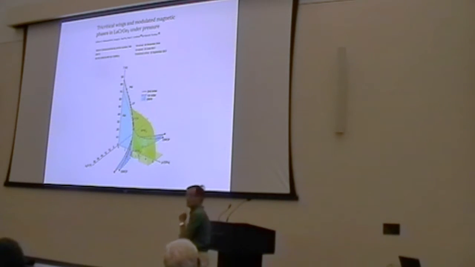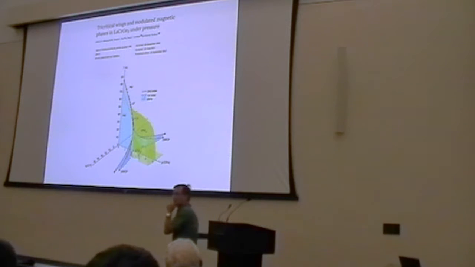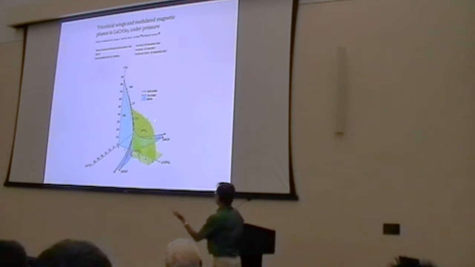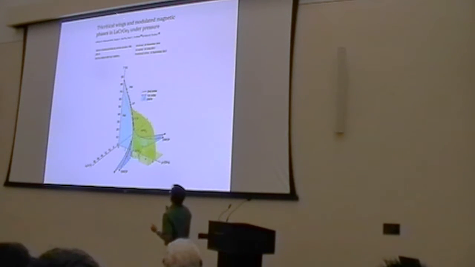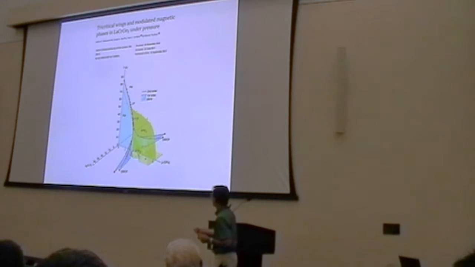And I just thought I'd throw this up. It's absolutely nothing to do with frustrated magnetism, but I was at a talk at the Strongly Correlated Electrons conference in Prague last summer, and this diagram came up. This is for an itinerant ferromagnetic material when you apply pressure and field, so it's essentially the same.